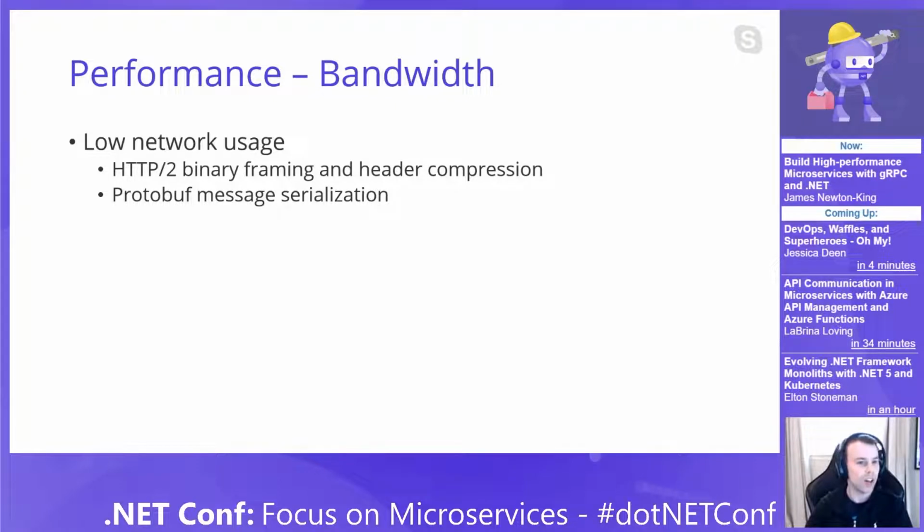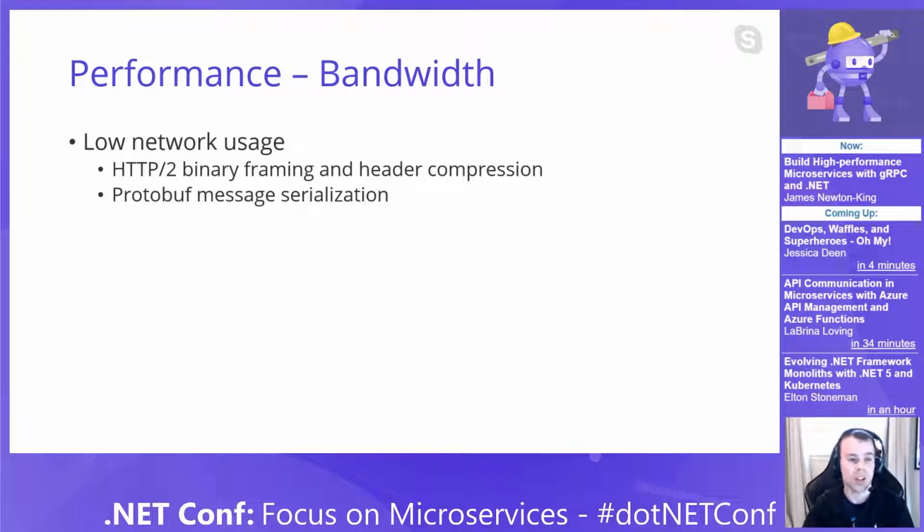Another key benefit of gRPC is its low network usage compared to REST. It achieves this in a couple of ways. One is that it uses HTTP2's binary framing and header compression. HTTP2 is able to take headers which it sees have been sent multiple times in a request and response, and rather than send them with every request and response, it just sends a couple of bits. So it's able to make some significant savings there to header size.